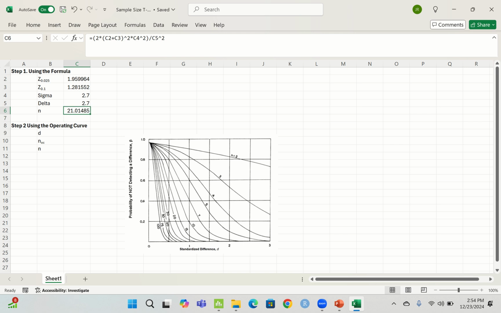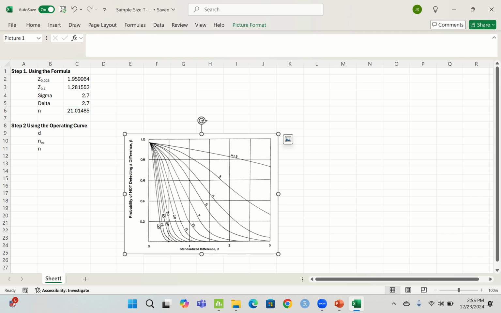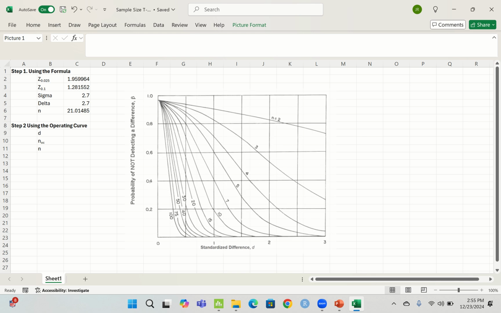Typically when I see a little bit more than the 21, I go above that required. So you can use 21, and this is using the formula. The second method is using the operating curve. So I have copied the operating curve here. Perhaps I could expand this so that we can see it a little bit better.